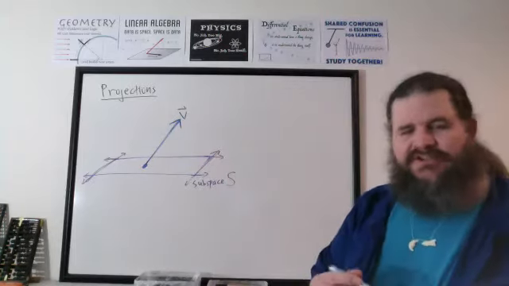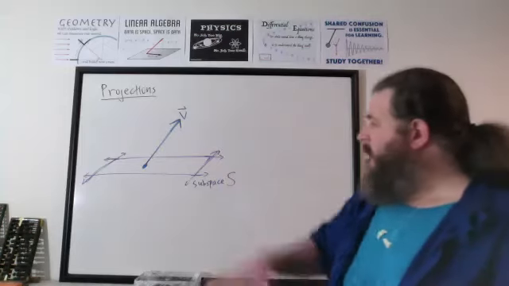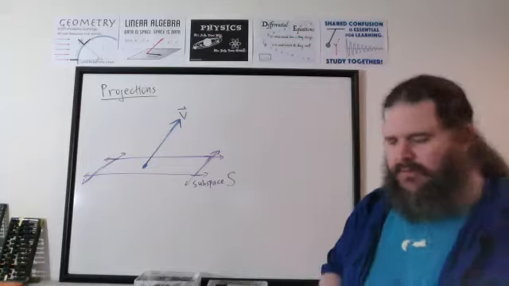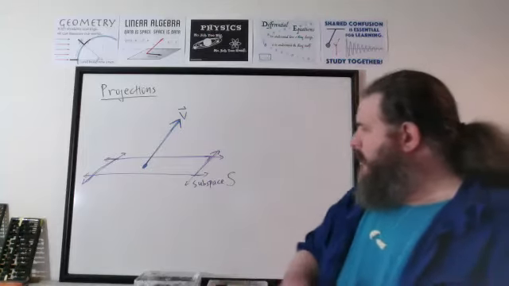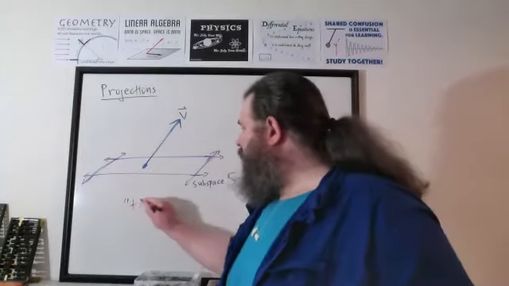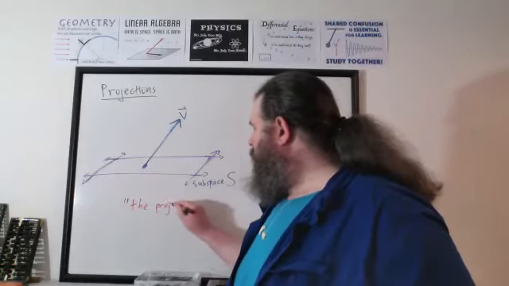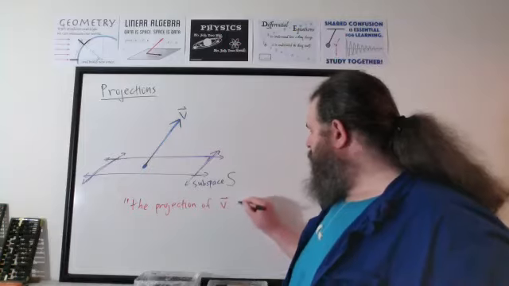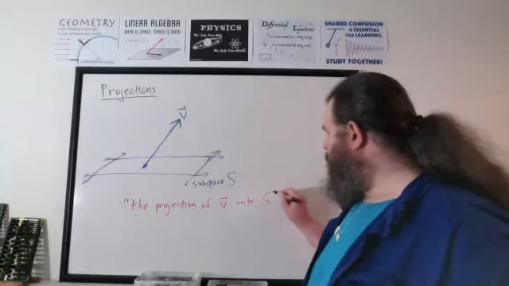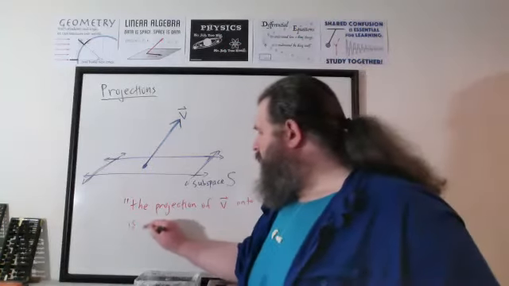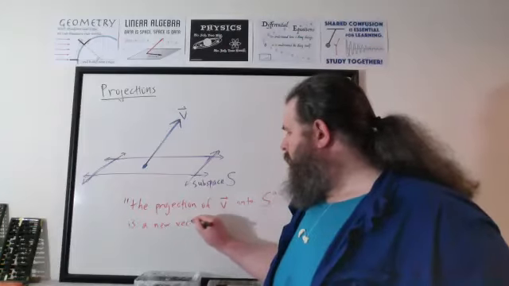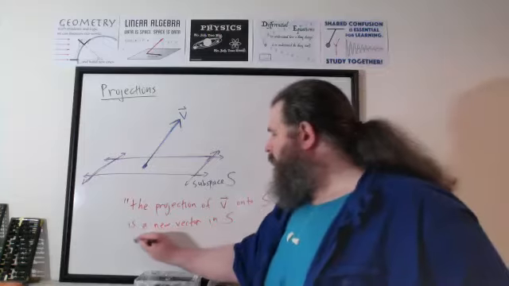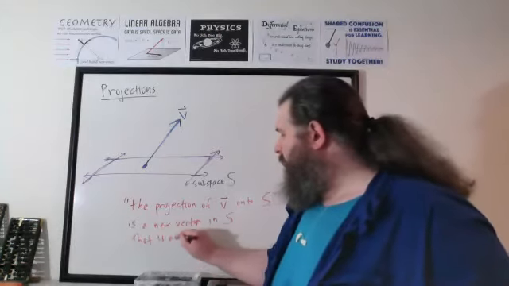The idea of a projection is that we want to create a new vector that is a member of the subspace, but is as close as possible to vector V. That's really what we mean by a projection. The projection of vector V onto S is a new vector that is in subspace S, that is as close as possible to V.